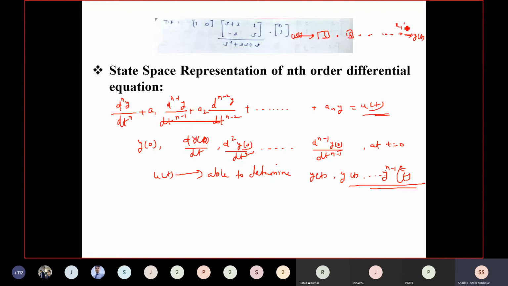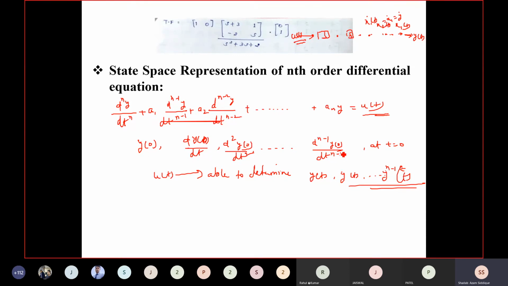So we are able to find all these terms, that is the state variables represented here. I have told you that this is represented as x1 and this is represented as x2, and x2 is nothing but x1 dot. So y is equal to x1, and x2 is equal to x1 dot, which is equal to y dot. So y dot we will be able to find for the given input u of t and for the initial condition given at t equal to 0.